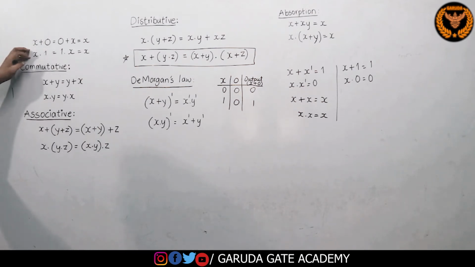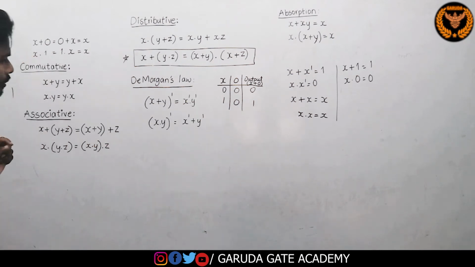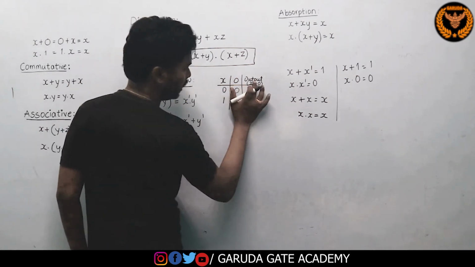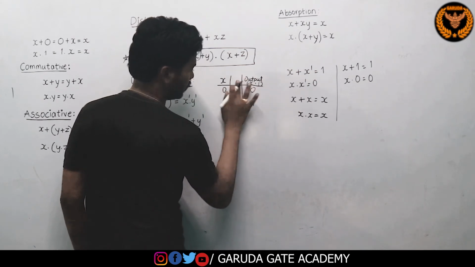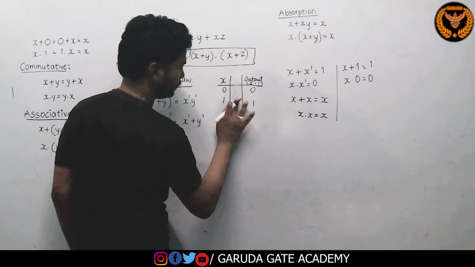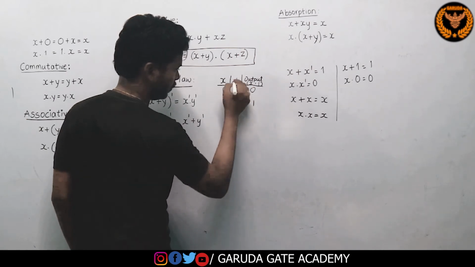The same goes with x into 1, 1 into x, that will be x. Here it is an AND gate, right? So if you AND with 1, if it is 1, the output will always follow the input.